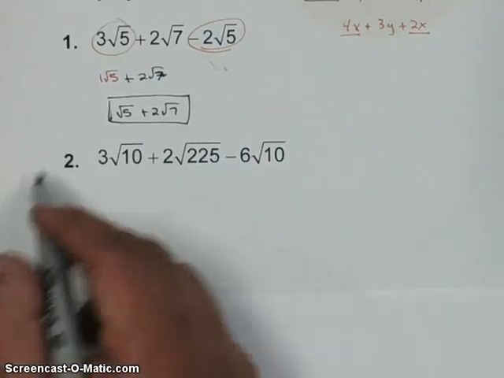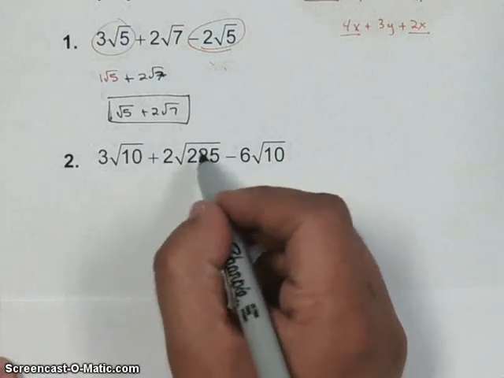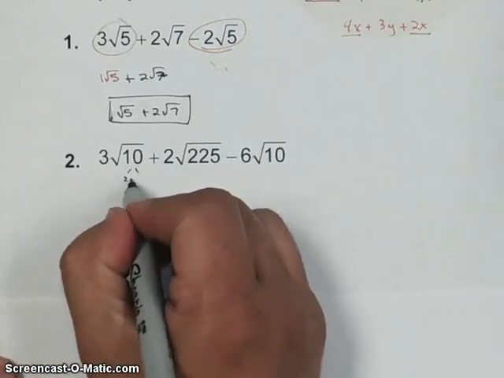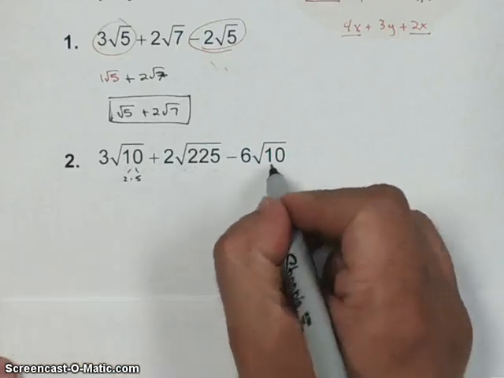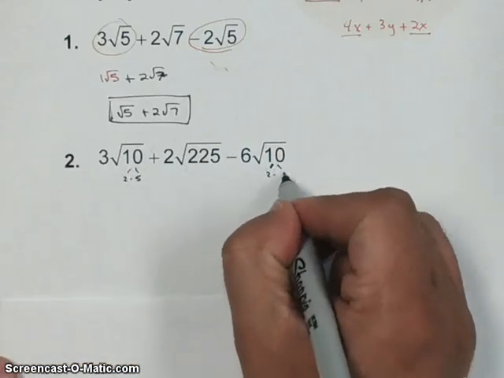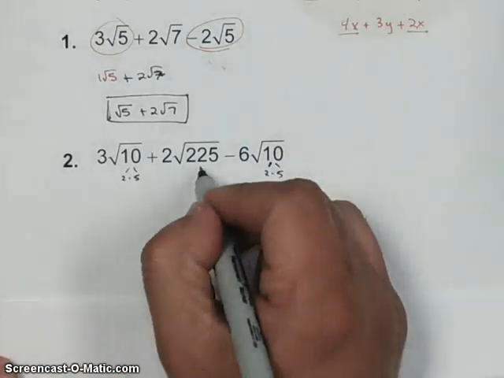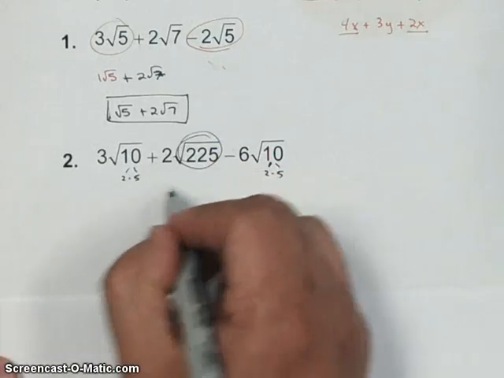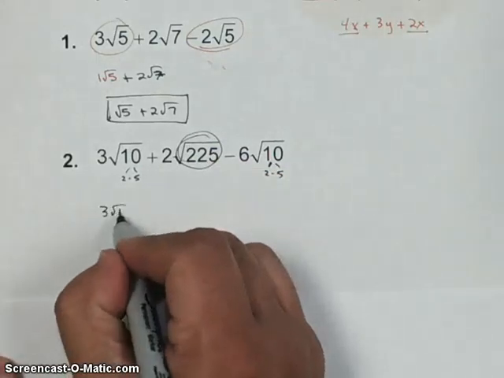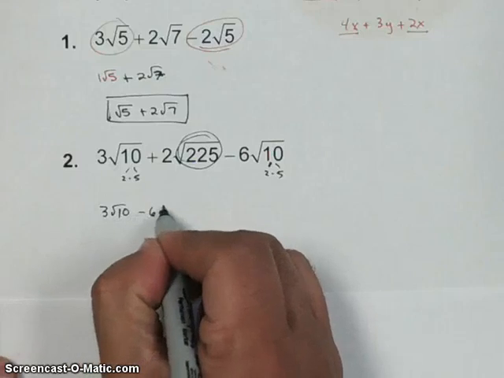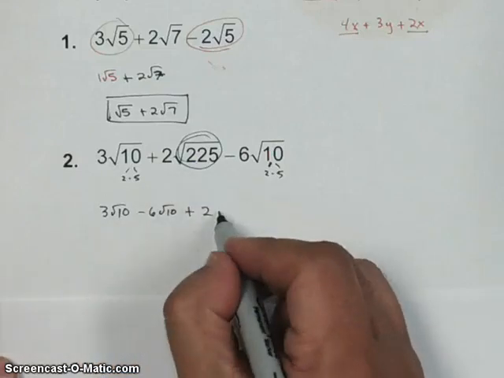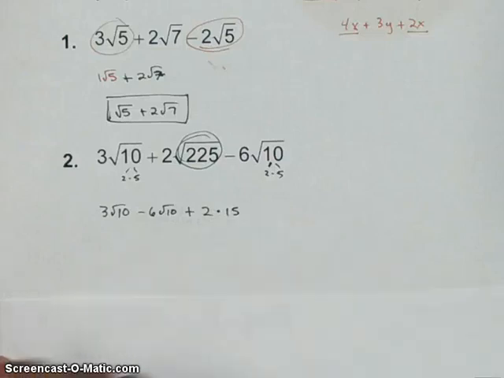Alright, so I'm going to try this one with you. I'm going to go ahead and see what I can simplify. I can factor this into 2 times 5, but that's not going to reduce. Same thing with that one. Now 225, this I can reduce. So that's going to be 3 square roots of 10 minus 6 square roots of 10 plus 2, and the square root of 225 is 15.